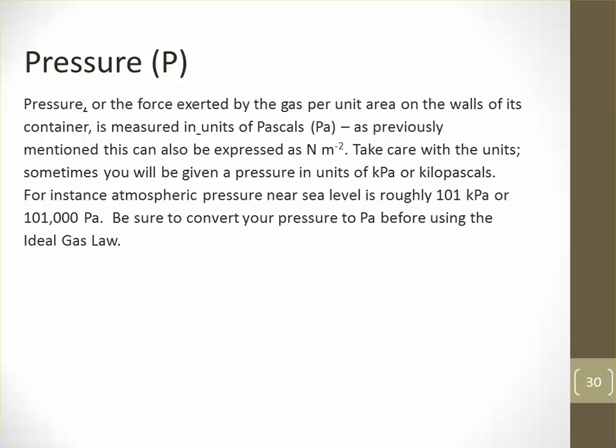So the ideal gas law is pressure times volume equals the number of moles times the gas constant times temperature, PV = nRT. Let's go into a little bit about what these variables are. P is pressure. Pressure is the force exerted by the gas per unit area on the walls of the container. It's measured in pascals, in other words, newtons per meter squared.